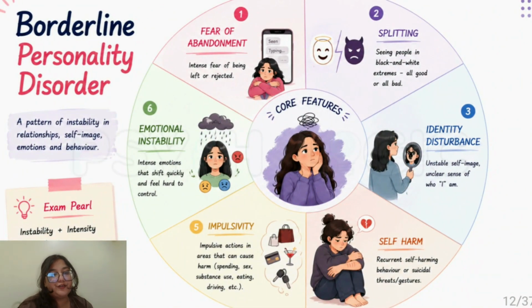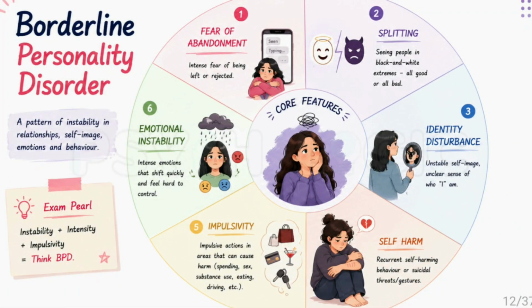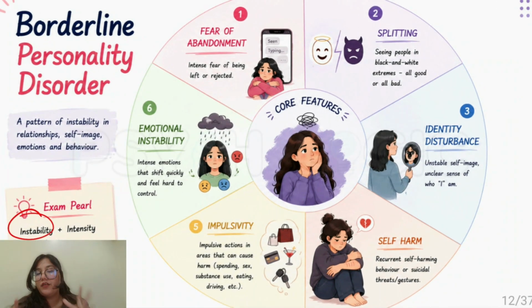borderline personality disorder. Okay. The core feature of borderline personality disorder is instability. I have said that a lot of times. Why is it instability? Because everything seems unstable. Their emotions, their relationships, their self-image, even their behavior. Imagine you're on a boat in the middle of the ocean, and one moment the sea is calm, and the next moment there are huge waves. That is exactly how life feels for someone with borderline personality disorder. Their emotions change extremely quickly and very intensely.